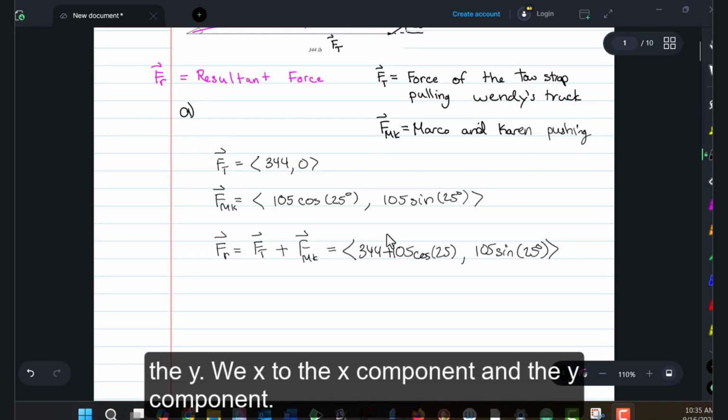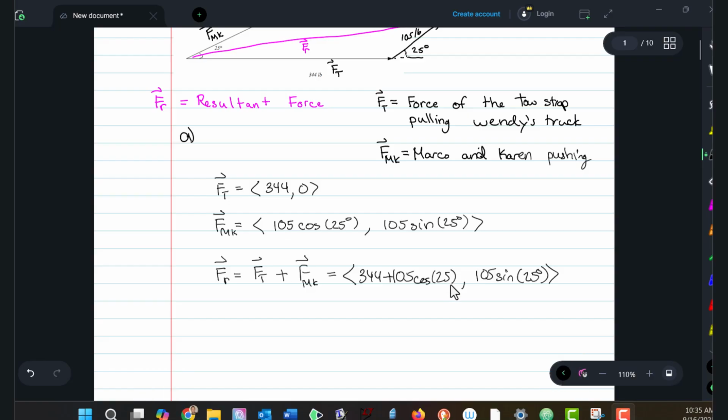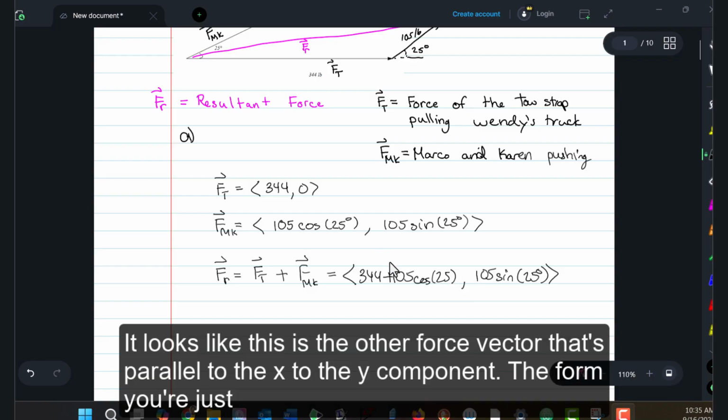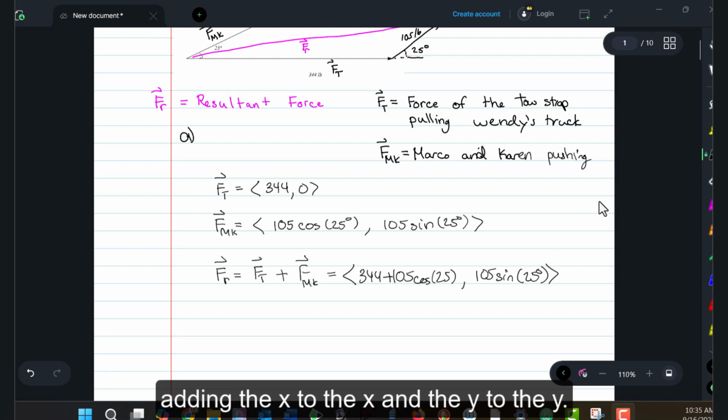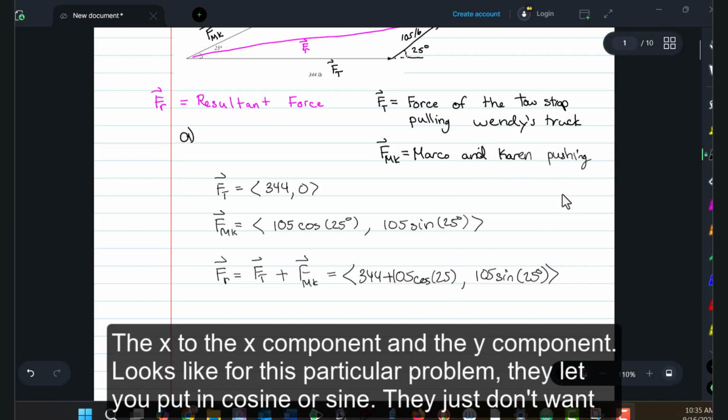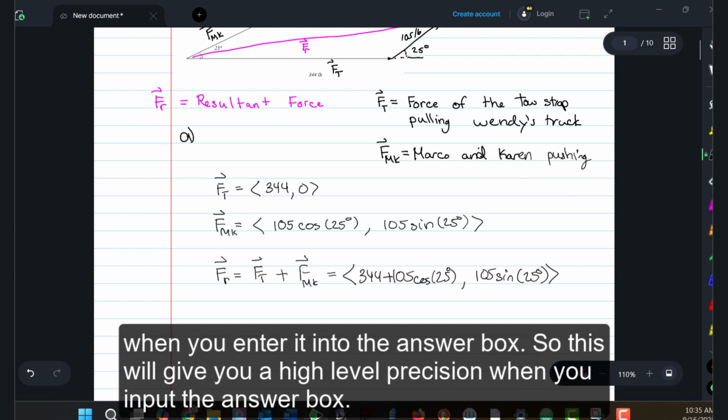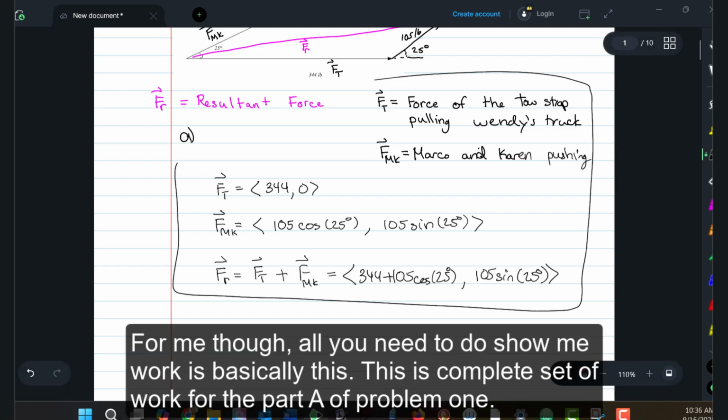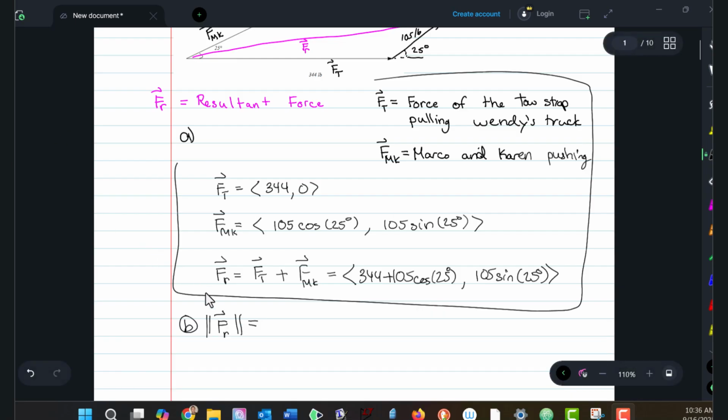So the resultant force is the sum of the two other force vectors, that's the parallelogram law, which is up here, but in component form you're just adding the x component to the x component and the y component to the y component. It looks like for this particular problem they let you put in cosine or sine. They just don't want you to put in the degree symbol when you enter it into the answer box. So this can give you a high level of precision. For me though, all you need to do to show me work is basically this. This is a complete set of work for part A of problem 1.